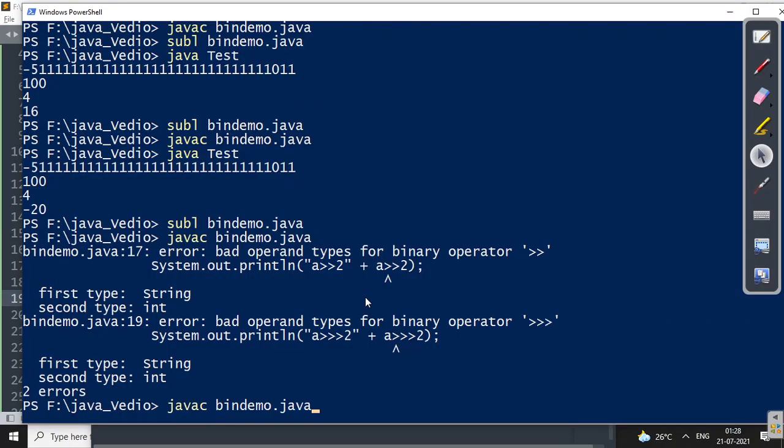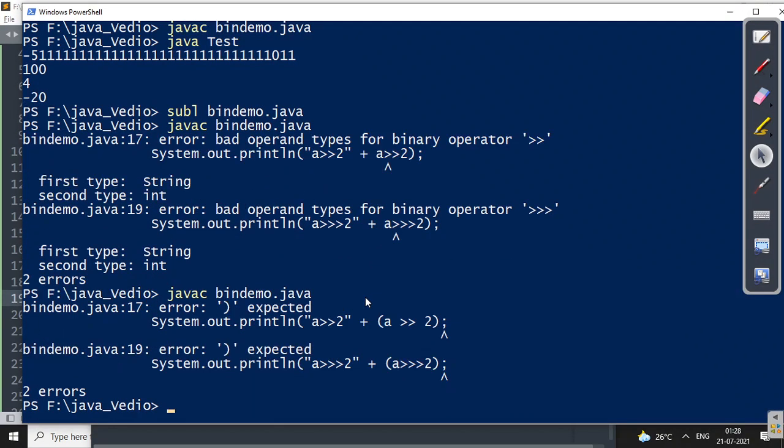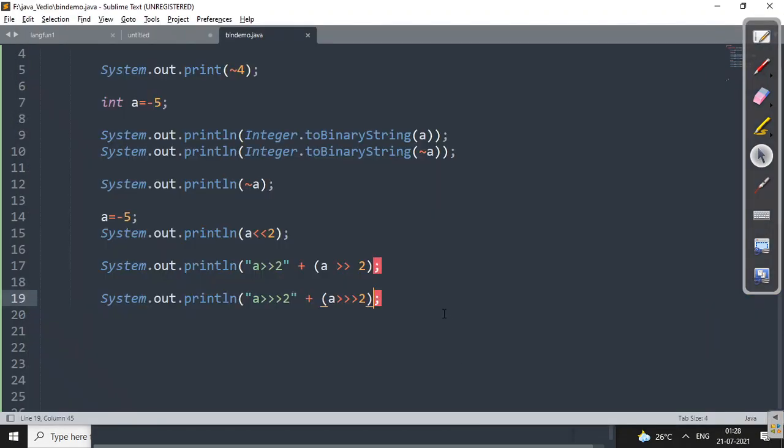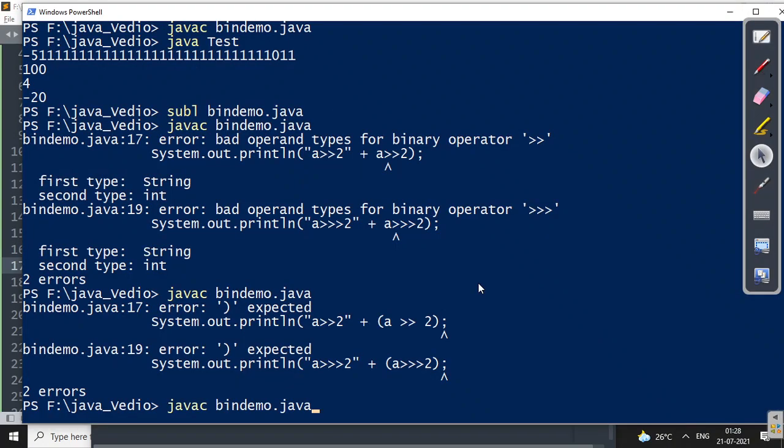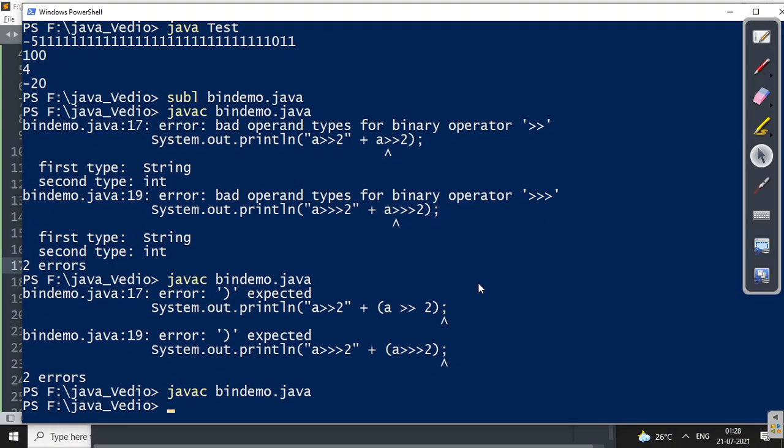Let us cross check. I have to put one more bracket here. I think that bracket is not here. Compile this program. My code should compile fine. Yeah, it's compiled fine. Test.